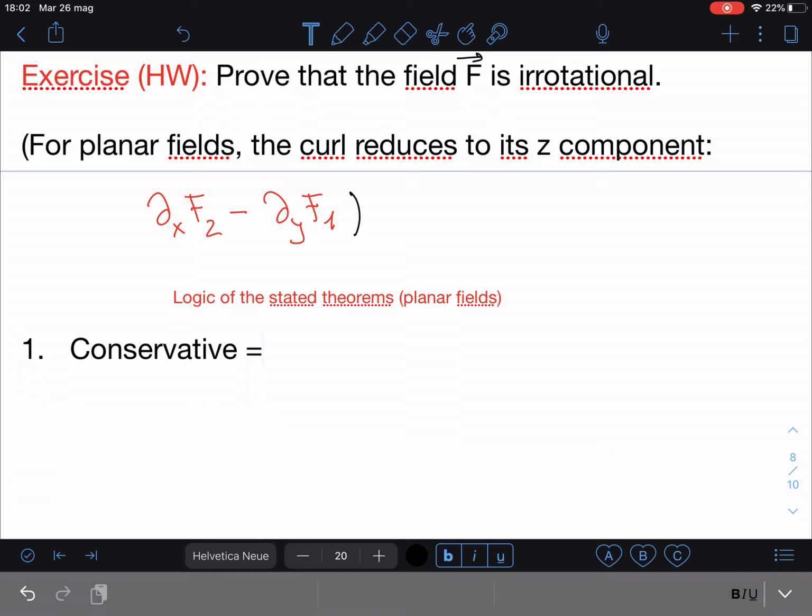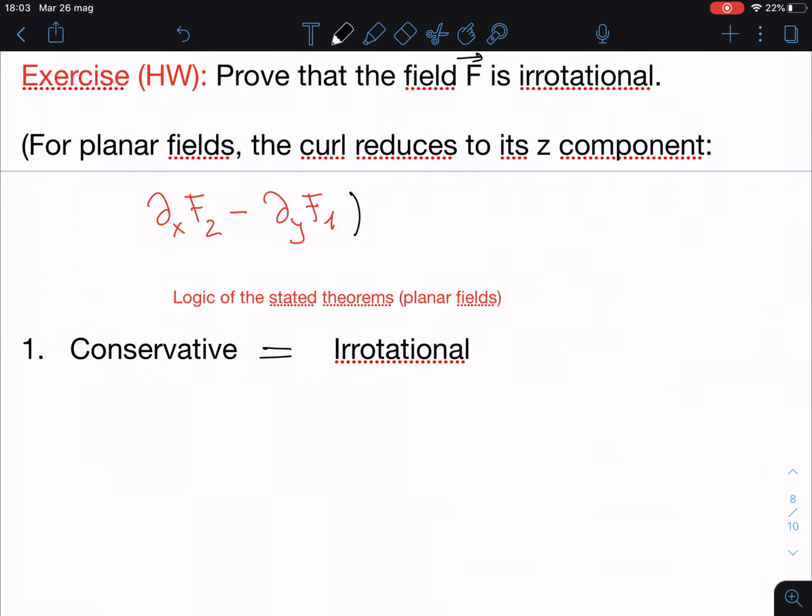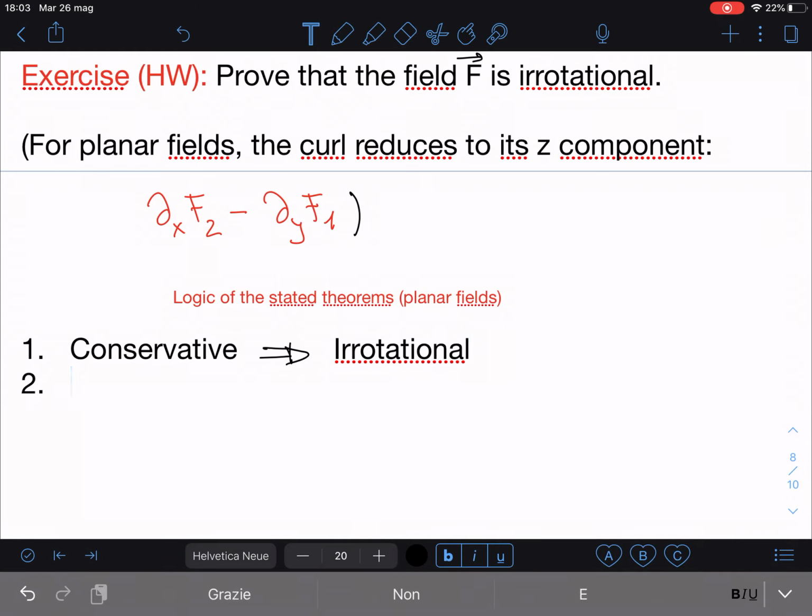So let me see whether I'm able to do that. No. It does not obey, because it does not obey on what is major. Okay. Conservative implies irrotational. And so this is the arrow. I'm not able to do it with my keyboard. Okay? Conservative implies irrotational.